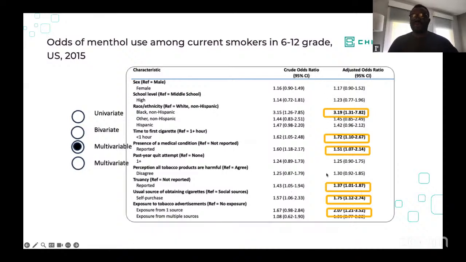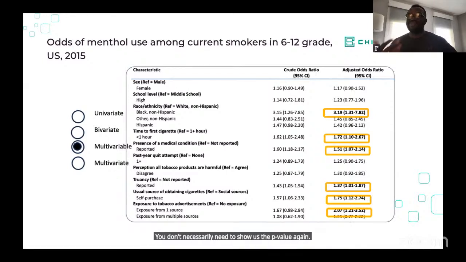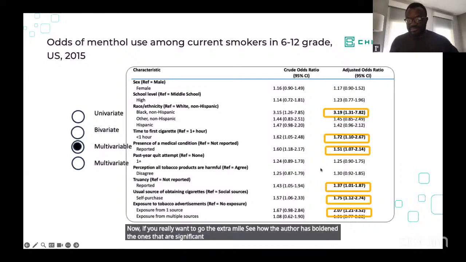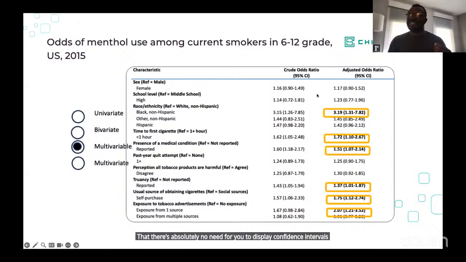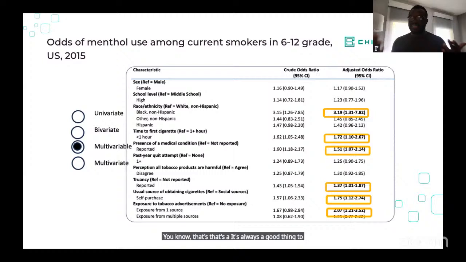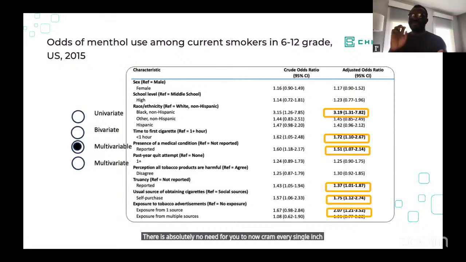Note that there are no p-values present in this table. If you have presented your results with confidence intervals, you don't necessarily need to show us the p-value again. We can read and know that these are significant and these are not significant. Now, if you really want to go the extra mile, see how the author has bolded the ones that are significant. You can bold them so that it's just easier for us to detect them at first glance. But there's absolutely no need for you to display confidence intervals and then also put p-values. It's always a good thing to have white space in your tables. There's absolutely no need for you to cram every single inch of your table with a statistic or a number.